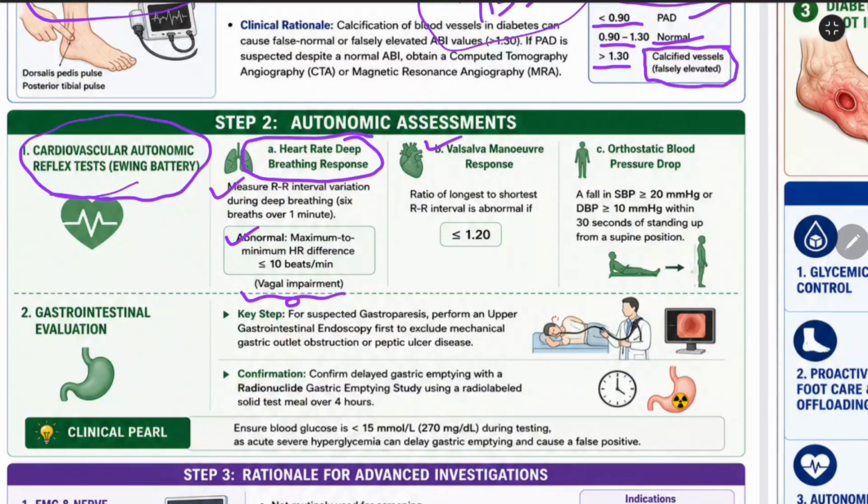Or you can perform the Valsalva maneuvre. The ratio of longest to shortest RR interval is abnormal if it is less than 1.2. I think the most important and easy method we can do is orthostatic blood pressure measurement: a fall in SBP of more than 20 or DBP of more than 10 mmHg within 30 seconds of standing up from a supine position says that there is autonomic dysfunction.